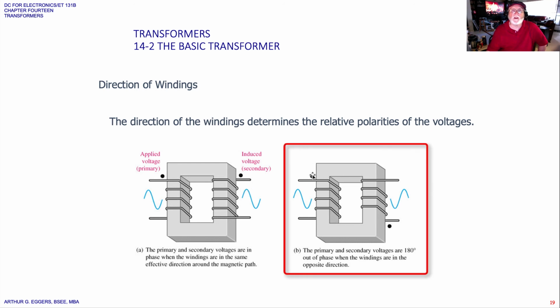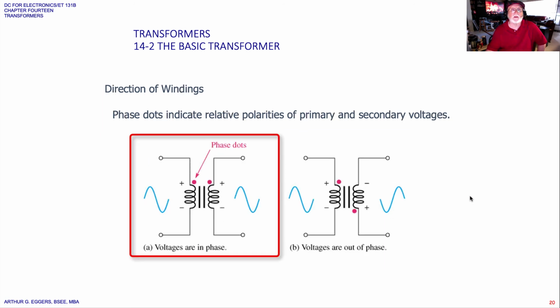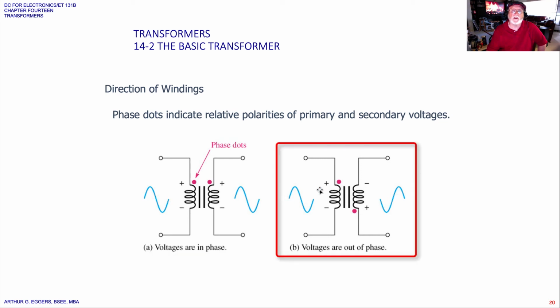If we show a depiction here of one dot on top, one dot on the bottom, now we have changed the polarity, where we have positive to negative. Here we have negative to positive going polarity. If we look at it on a schematic diagram, the phase dots indicate the relative polarities of the primary and secondary voltage. So you can see dot, dot, match, match. Dot, dot, input, output is out of polarity or phase.